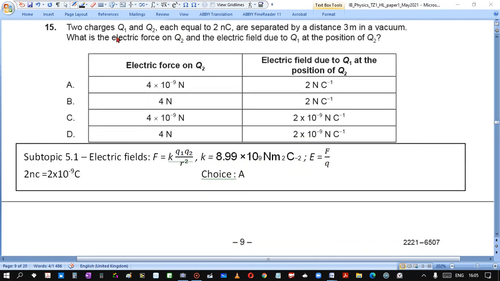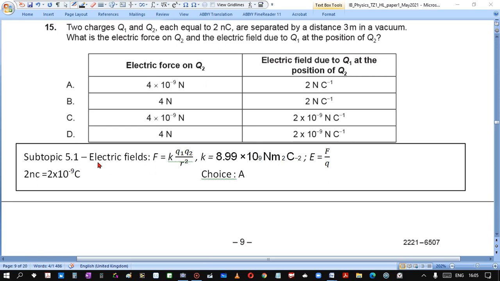Question 15. Two charges Q1 and Q2, each equal to 2 nanocoulomb, are separated by distance 3 meters in a vacuum. What is the electric force on Q2 and electric field due to Q1 at the position of Q2? First of all, forces are equal and electric fields are equal because of Newton's third law and definition of field.